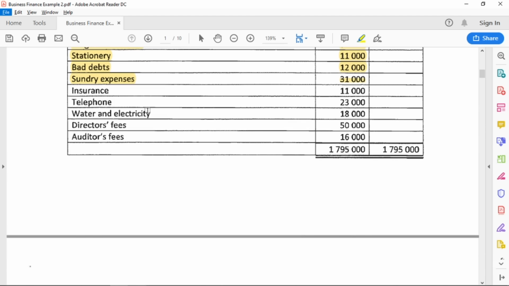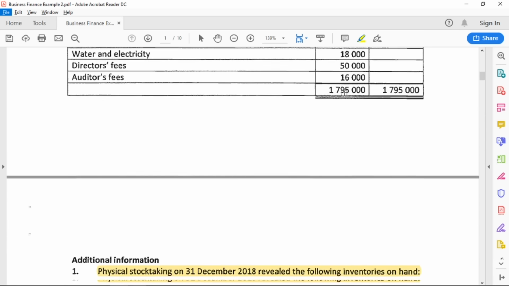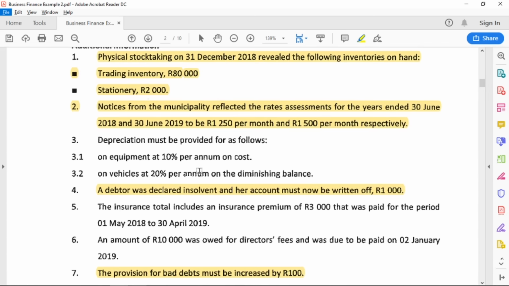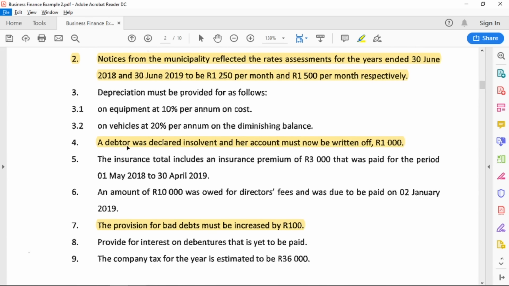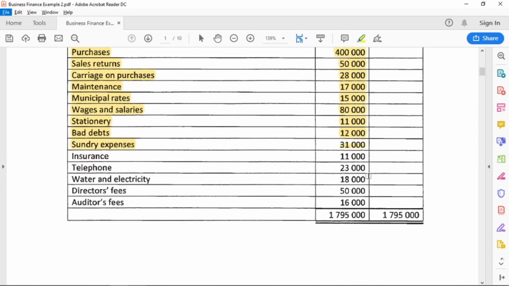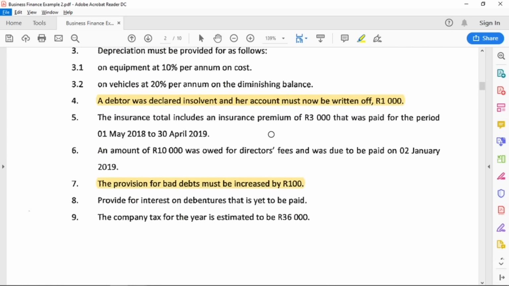Then we move to the next one, insurance, 11,000 Rand. So let's go and look if there's anything on insurance. Yes, number 5 here, we are told that the insurance total includes an insurance premium of 3,000 Rand that was paid for the period 1st of May 2018, that is our period, to 30th of April 2019. So that has gone on to the next period. Remember, we're only concerned with what is happening during our period. So the insurance total, which is the 11,000 Rand, we're told it includes an insurance premium of 3,000 Rand that was paid for the period 1st of May 2018 to 30th of April 2019.